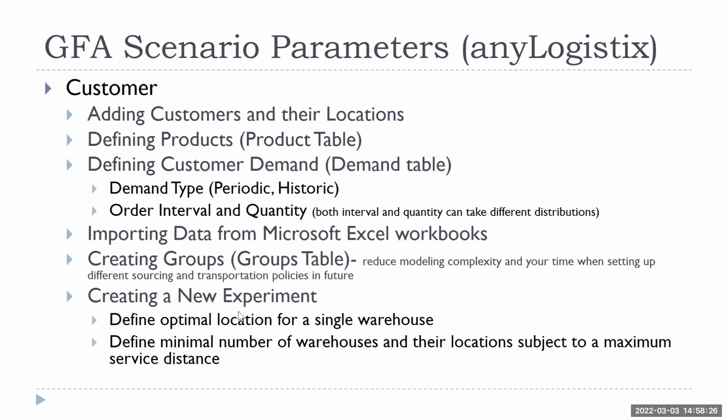So this part, creating a new experiment, you did that. You created a single warehouse or distribution center. Then define the minimal number of warehouses and their location subject to maximum service distance. So in the same case, if you run it, say that, okay, rather than only one distribution center, I think one group has done that. They have run with both one distribution center and 2 distribution centers. So in that case, what will happen? You will get 2 distribution centers serving 4 customers, right?